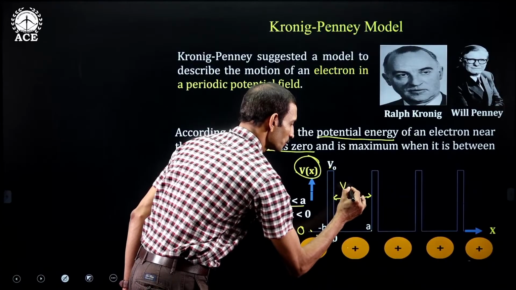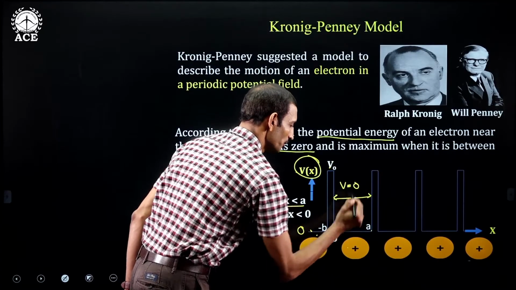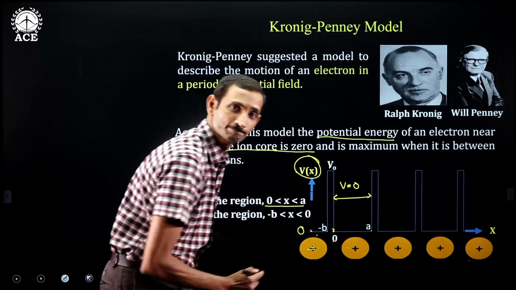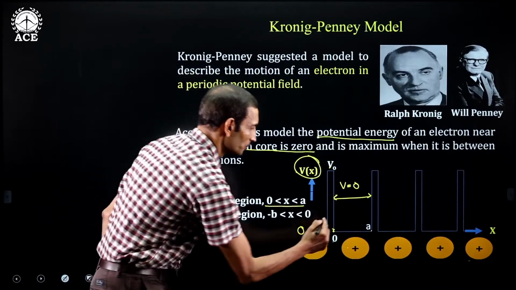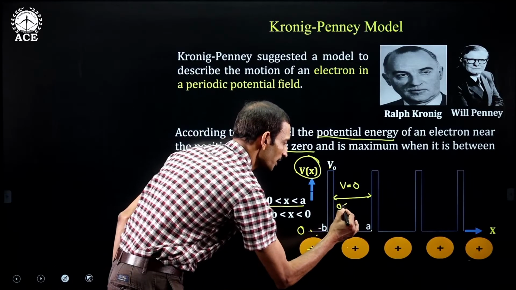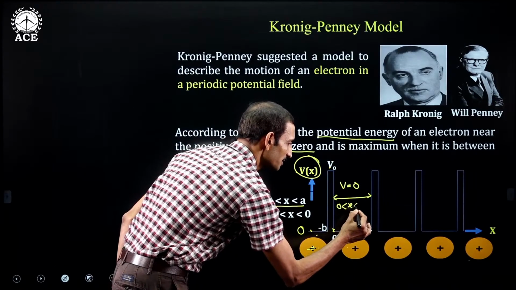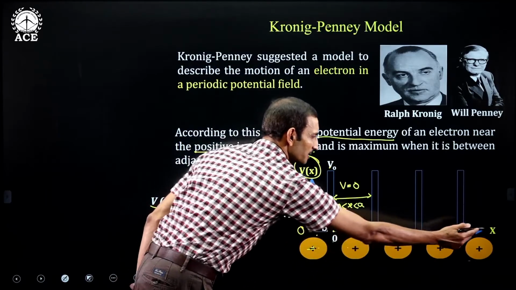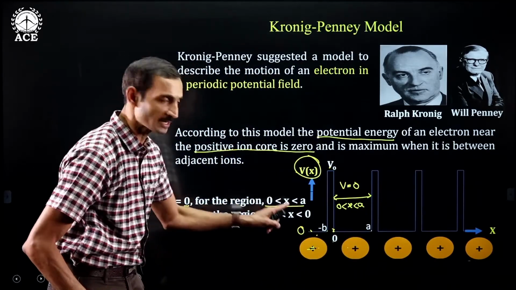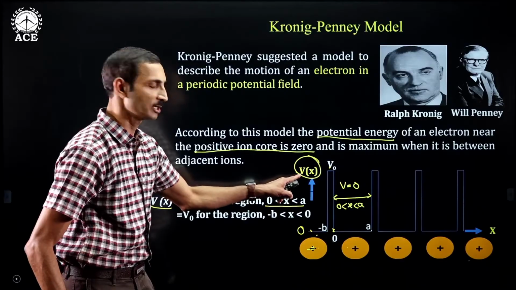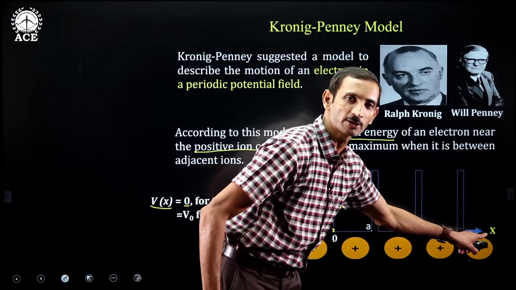What is the value of potential here? Potential energy 0, because this is a line. Is it not? So how do you interpret this portion as 0 less than x less than A? What is x? Position of electron. This is a graph between potential energy and position of the electron.